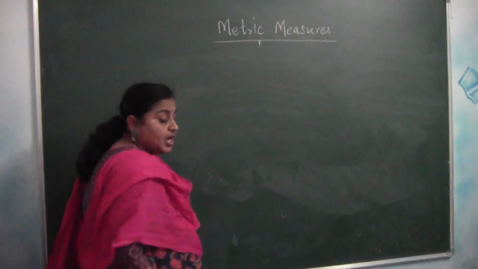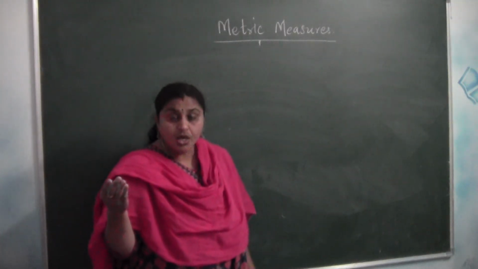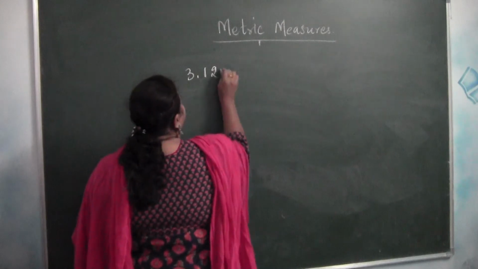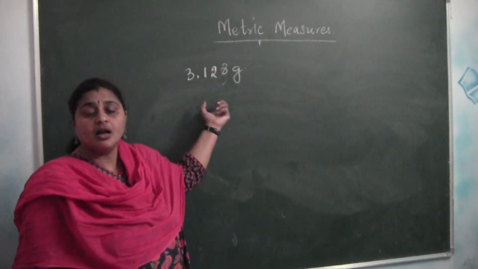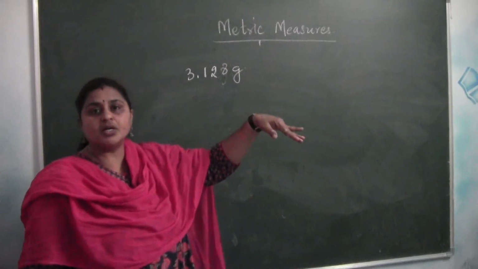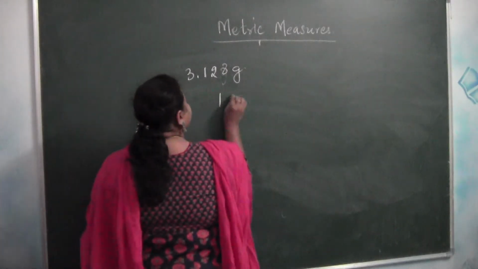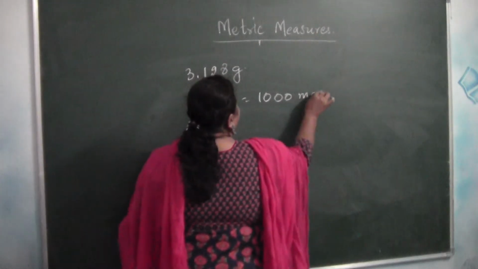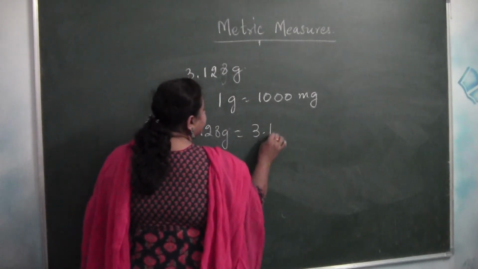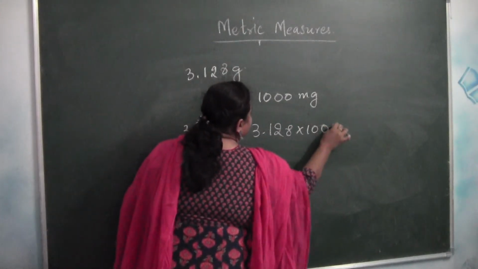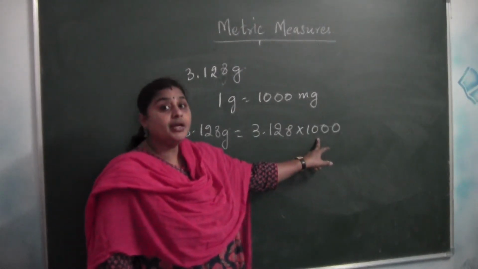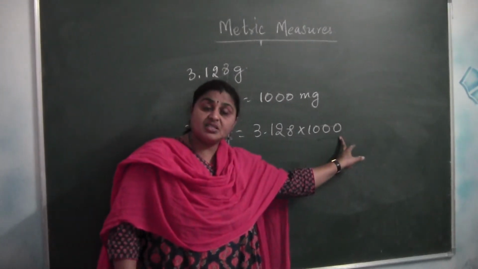Already I have discussed this type of problem when we converted from kilograms to grams. Now let us take 3.128 grams. This is in decimal. Whenever we are multiplying a decimal with tens, hundreds and thousands, we already learned the decimal will jump forward depending on the number of zeros. Now 1 gram is 1000 milligrams. Therefore 3.128 grams is equal to 3.128 into 1000. How many zeros do we have? 3 zeros. Then the decimal will move forward after 3 digits.